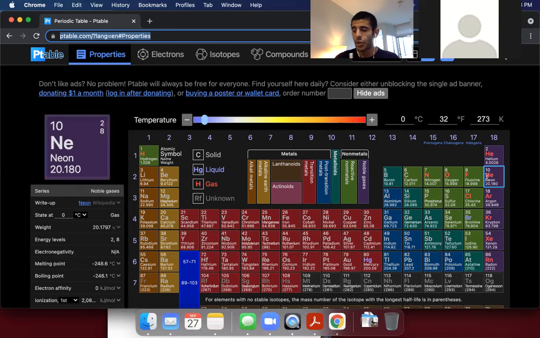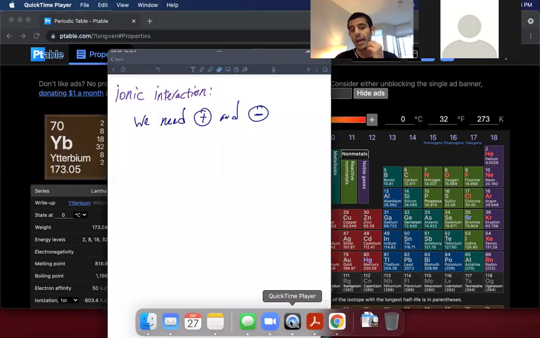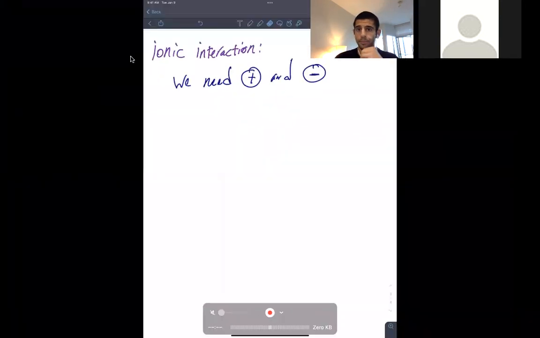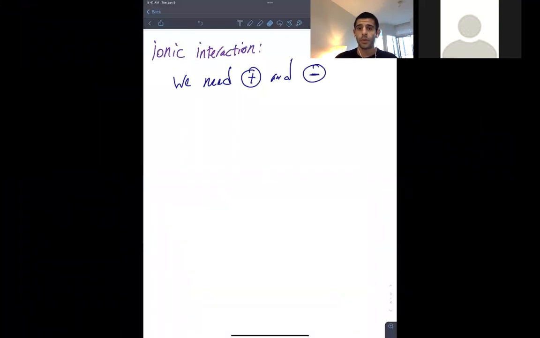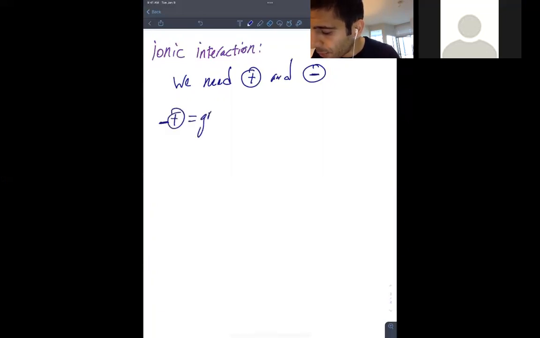So in order for you to find an ionic interaction, in whatever compound you're given, the positives are going to be group 1 and 2.